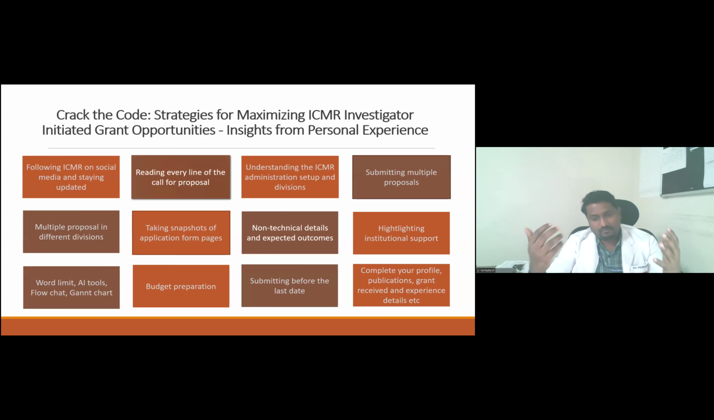Generally, in ICMR, the protocol is presented. They conduct a roundtable meeting, where the proposals are presented and the different experts are sitting. So that's how they need to take the decision in a very short time.